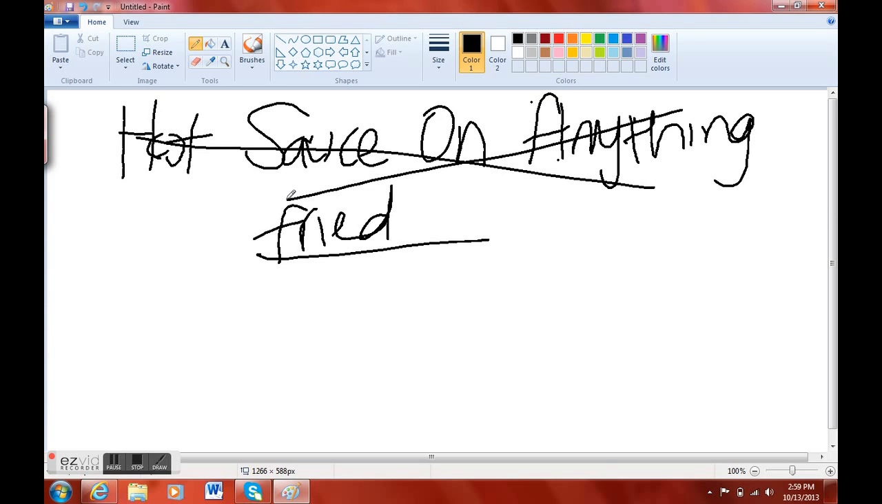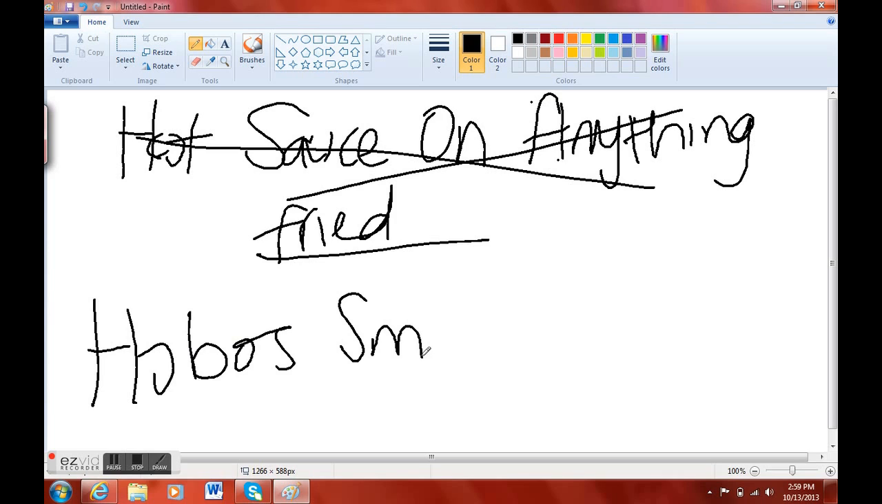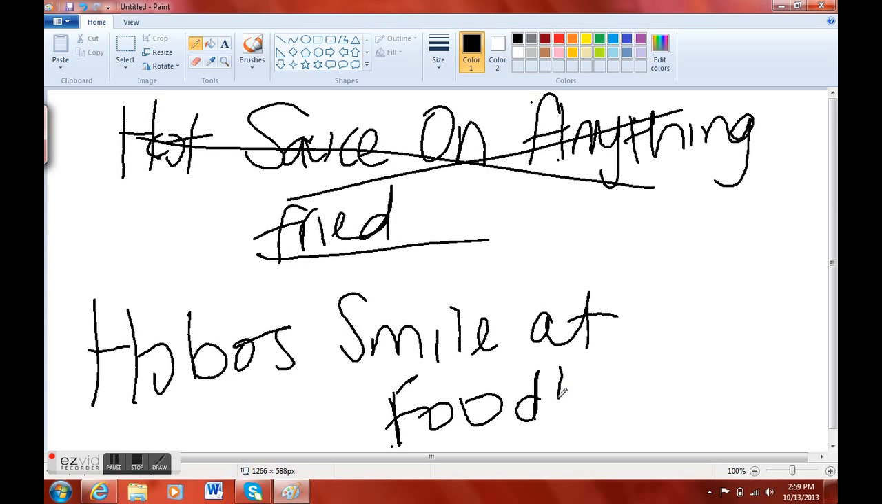So this is my way of remembering it. Hobo smile at food. When you're walking around, you see hobos and you give them food, they always smile. So hobos always smile at food. Alright? It's not catchy, it's not funny, it's probably not as good as hers, but it's mine. And I won't get a 0 on this assignment. So yay me. Okay, moving on.